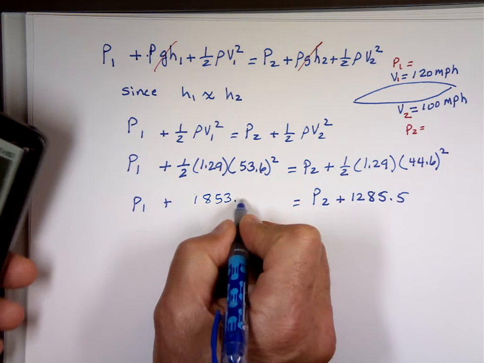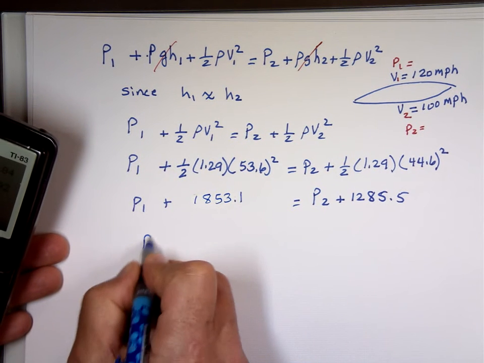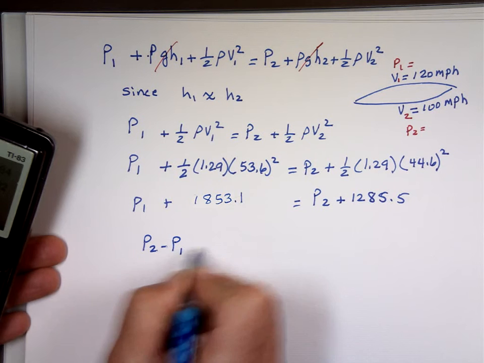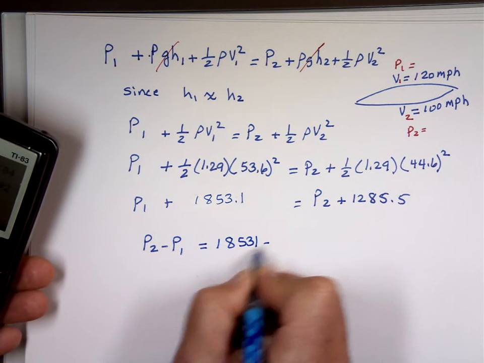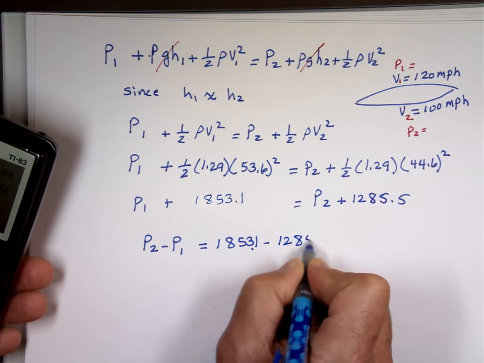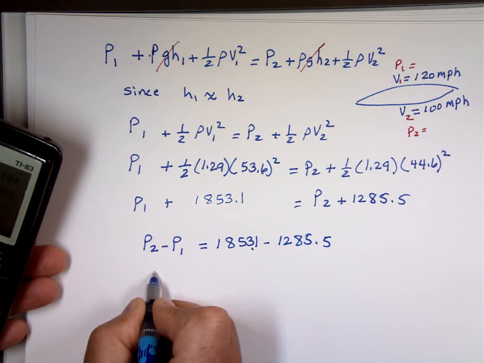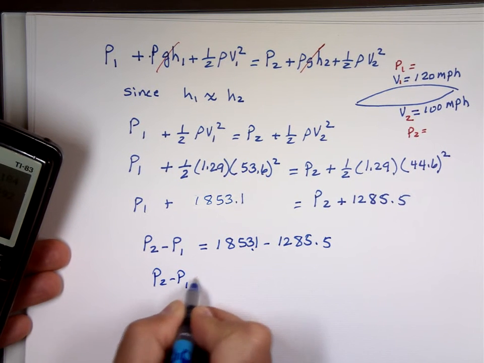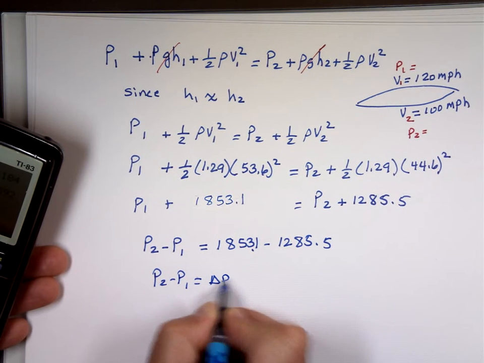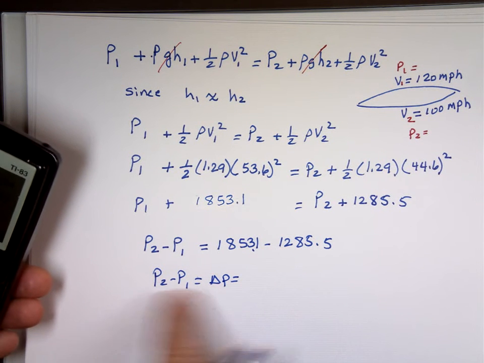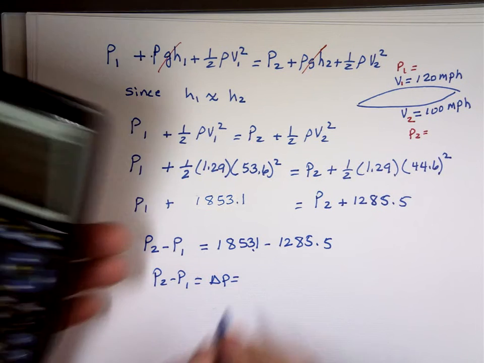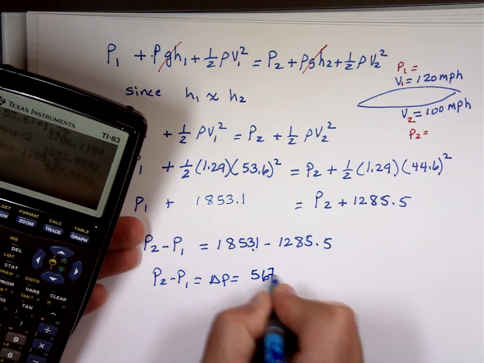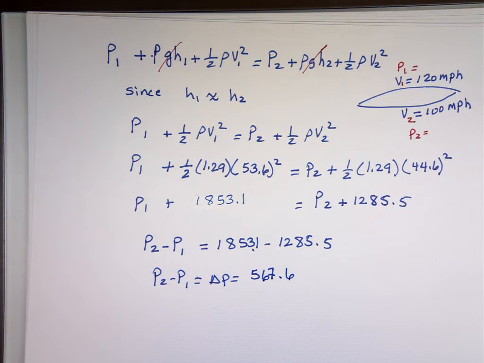1853.1. What is the change in pressure between P2 minus P1? P2 minus P1. 18531 minus 1285.5. P2 minus P1, or the change in pressure between the bottom and the top. The bottom is bigger than the top by the amount roughly 567.6. That's Pascal. That's the change in pressure.